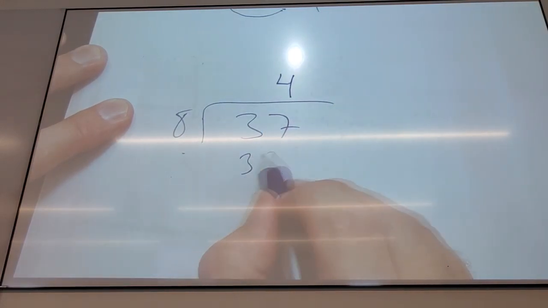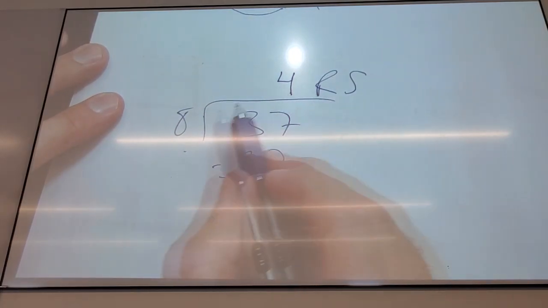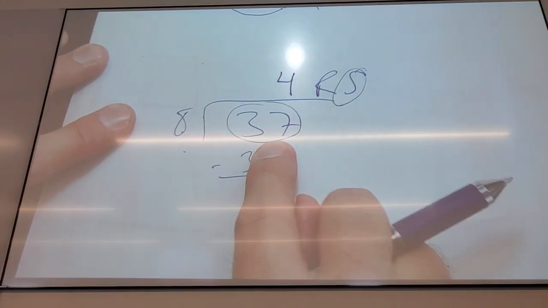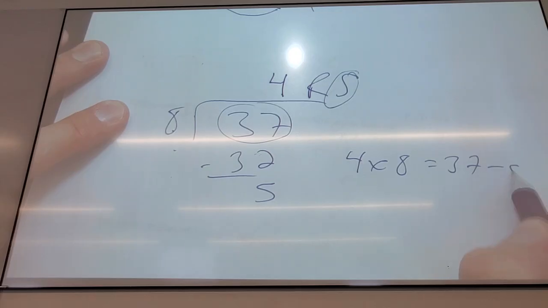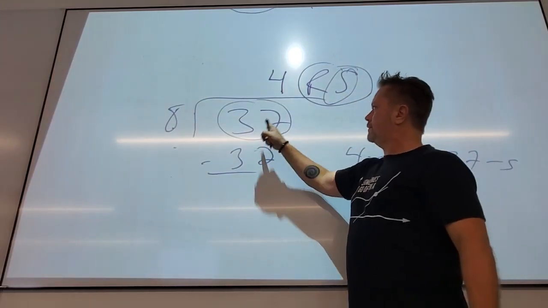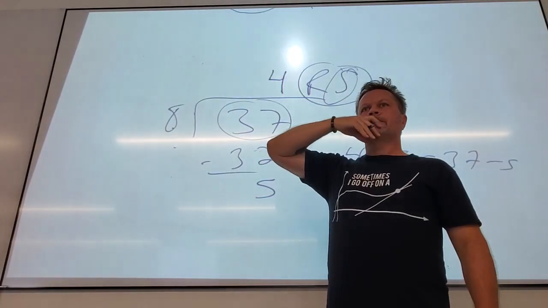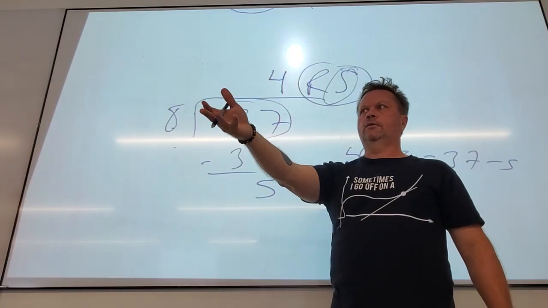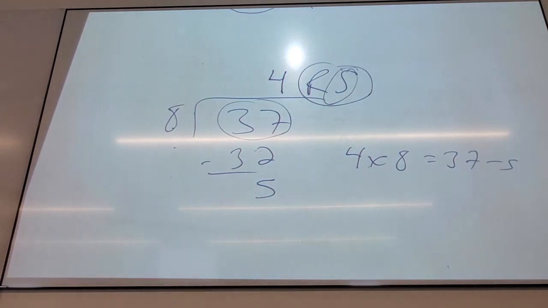4. Remainder 5, yes? So what is 4 times 8? It's going to be 5 less than this, yes? 4 times 8 will be 37 minus 5, because the remainder always tells us how much bigger this number was in order for this to go in evenly. Do you see how that relates to your A times C problem? Directly. Okay.